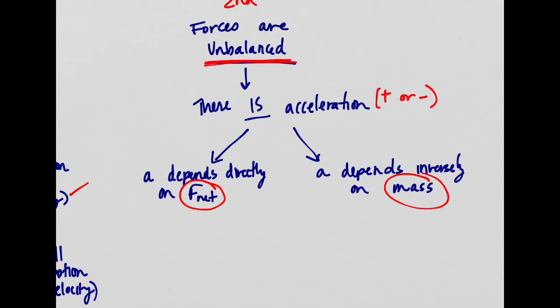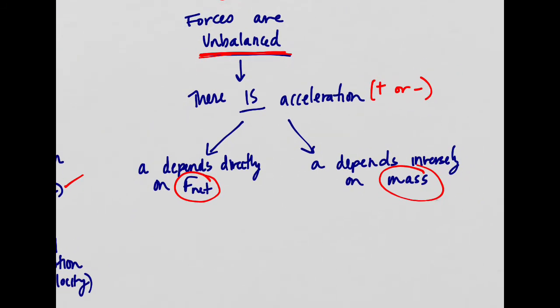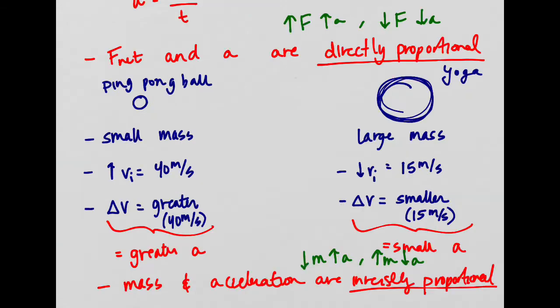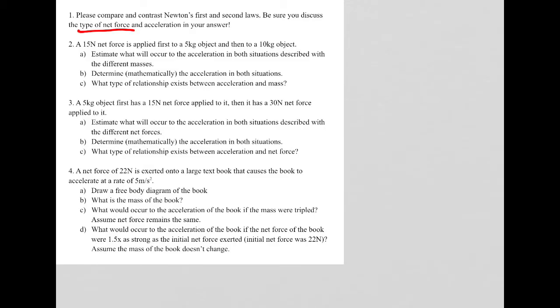And then for Newton's second law, I wanted you to talk about how the net forces are unbalanced, and there is acceleration, which is negative or positive, and that acceleration depends on the net force and the mass of the object. Okay, so something along those lines for number 1 would have been great. Then for number 2, it says a 15 Newton net force is applied first to a 5 kilogram object and then to a 10 kilogram object. Estimate what will occur to the acceleration in both situations described with the different masses.